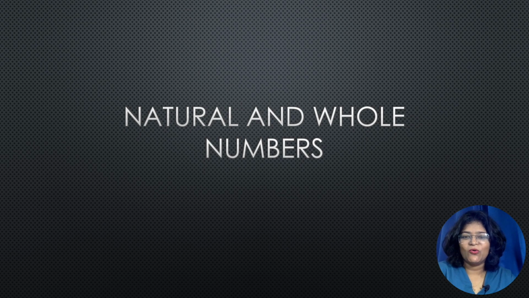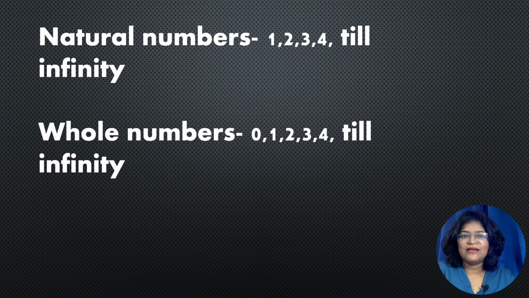Natural numbers and whole numbers. Natural numbers start from 1 and they go on till infinity. Whole numbers include natural numbers and also include 0. So it's 0, 1, 2, 3, 4 till infinity.